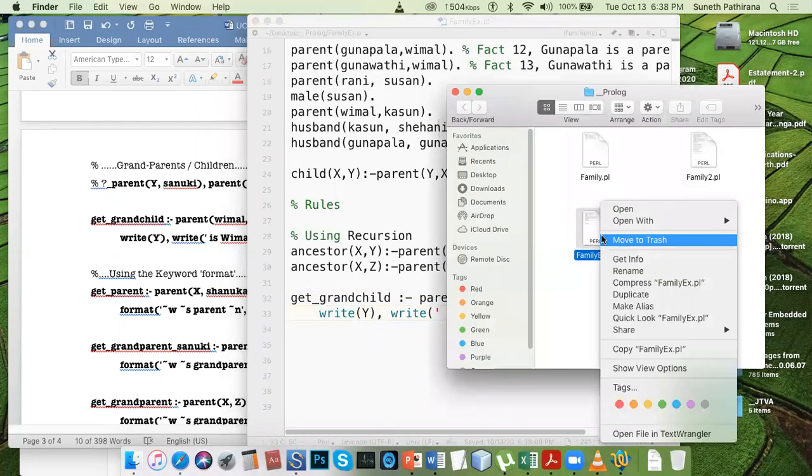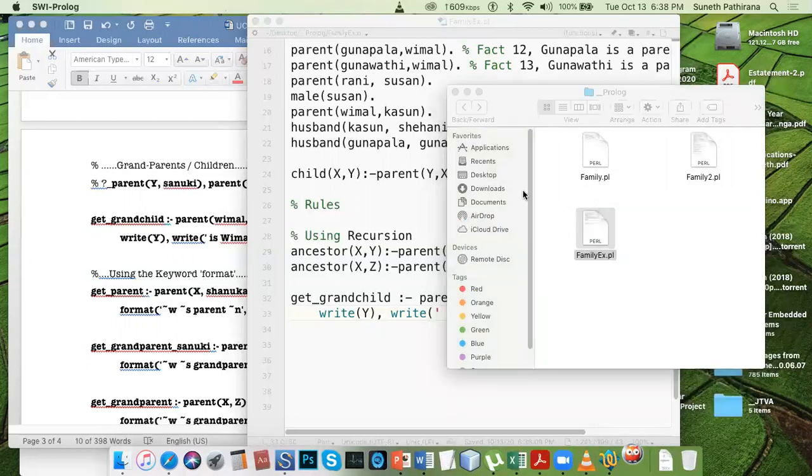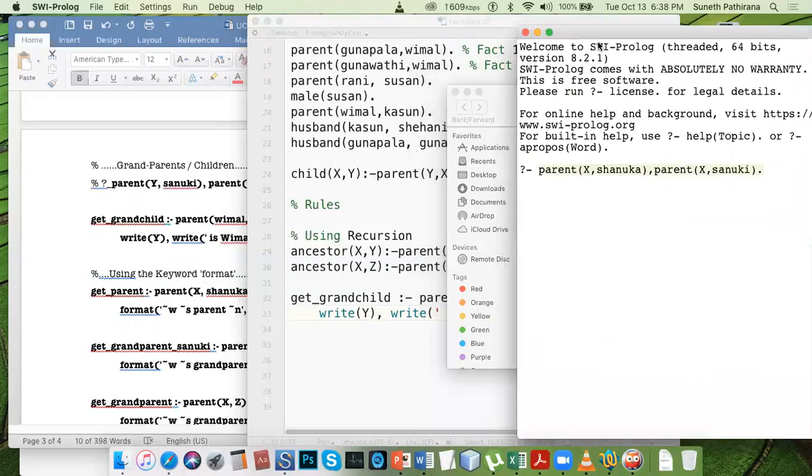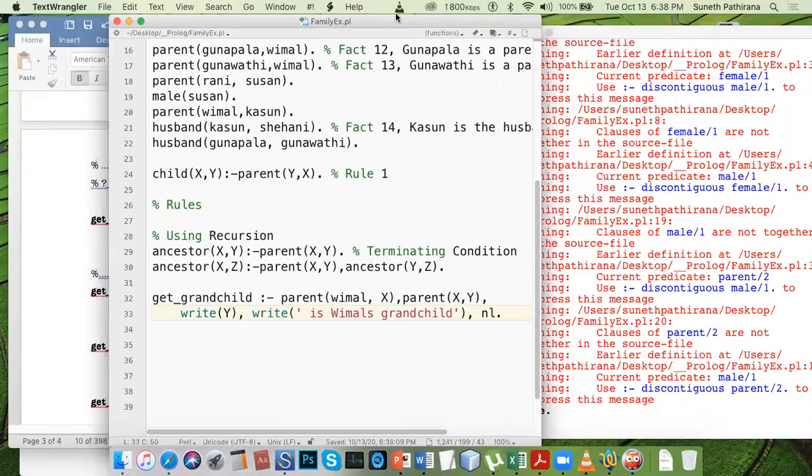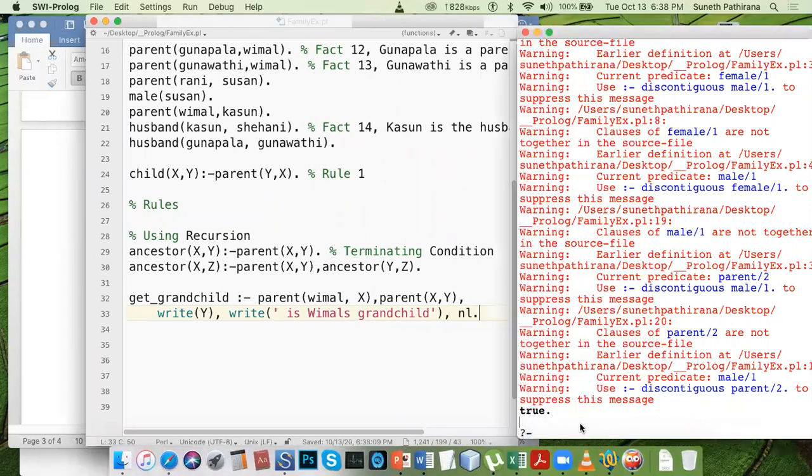Okay, you saved. I'm going to run this. So far I have compiled. Successfully compiled with warnings. Now what I'm going to do is call this function, get_grandchild dot. No parameters need to be passed. That's all. That is how we call user-defined functions, the code fragments.